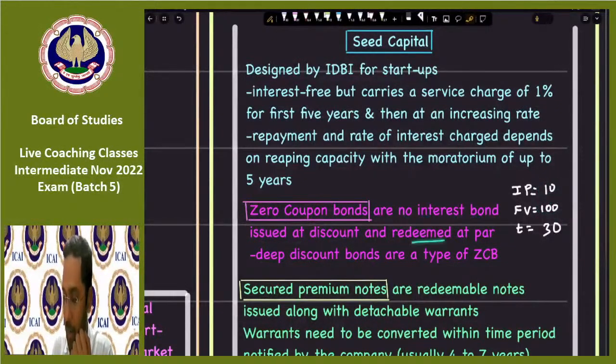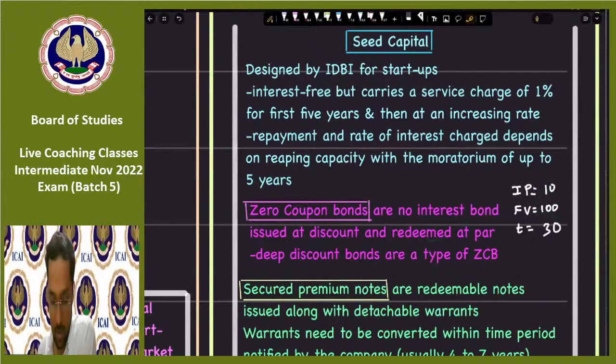And those are redeemed at par. So when I'm going to repay, I'm going to pay back 100 rupees. Now, deep discount bonds are again a type of zero coupon bond. This is a typical deep discount bond. If you see, sir, 100 rupee face value, but issue price is 10. So there is a discount of 90 rupees. And the tenure is 30 years. And these are typical deep discount bonds.